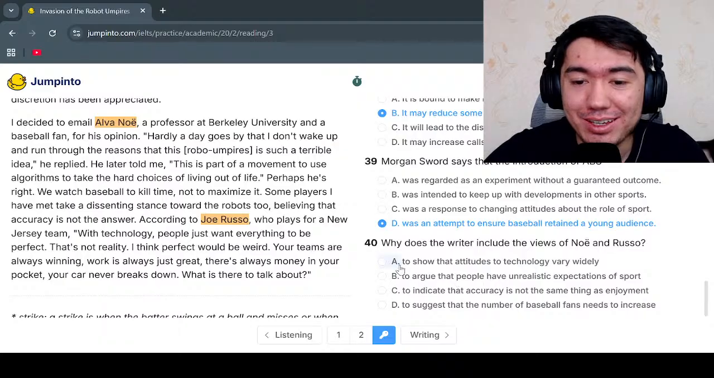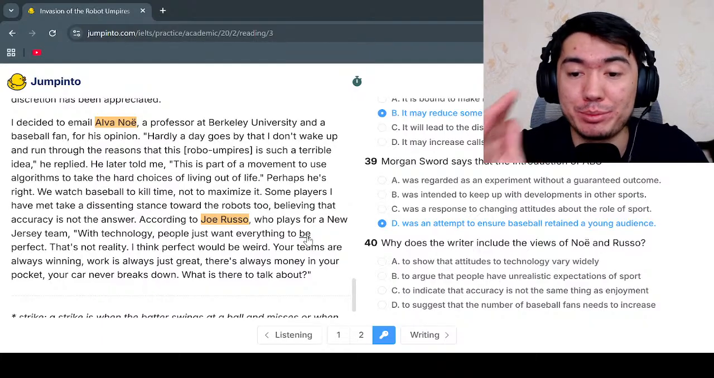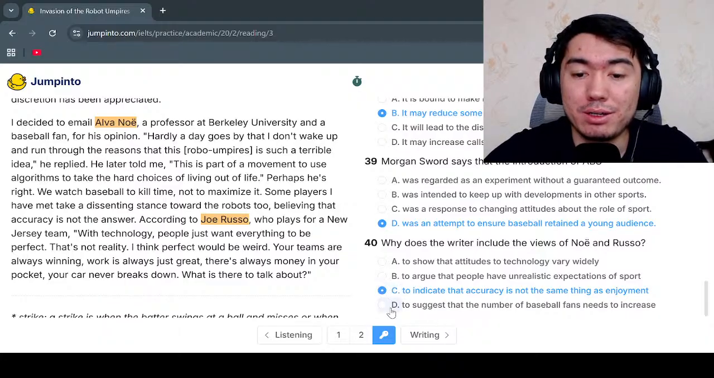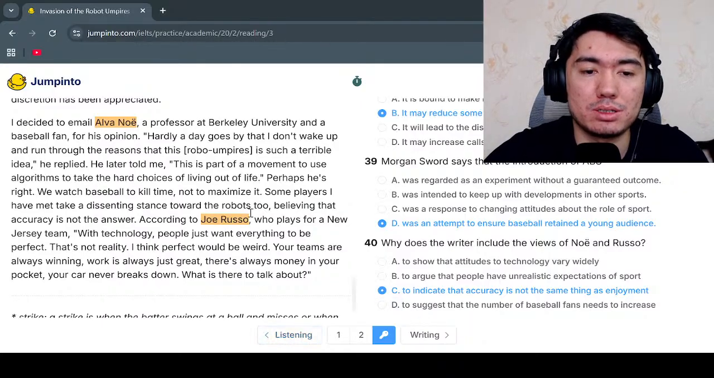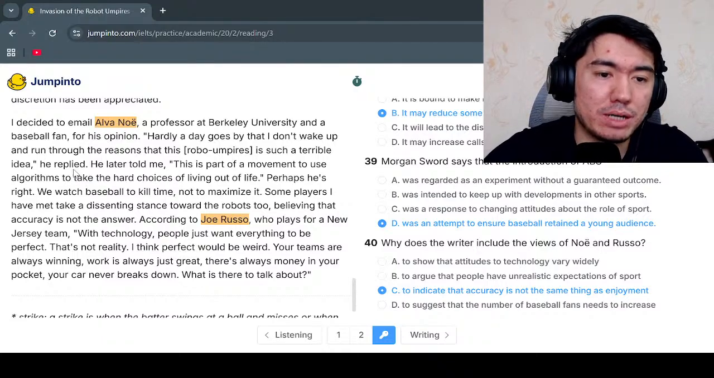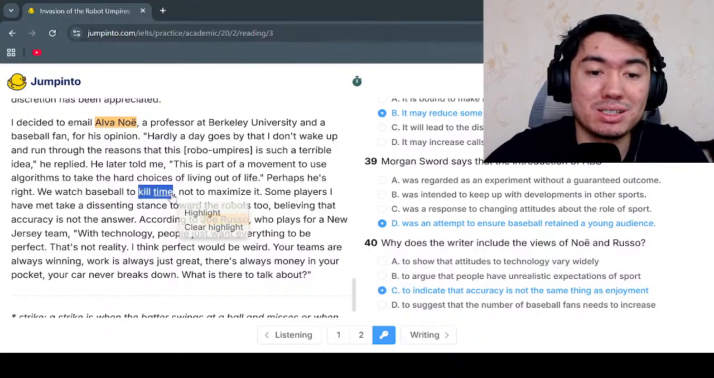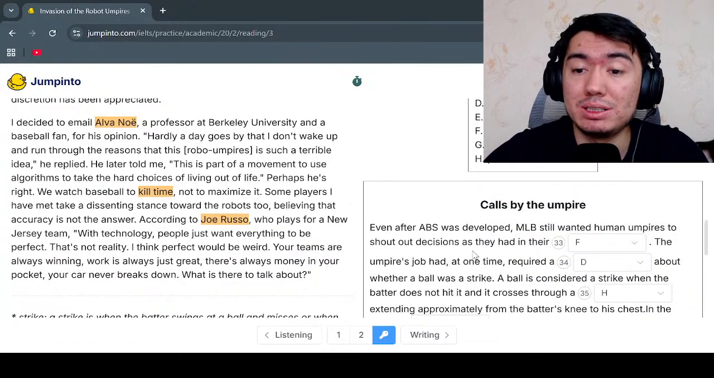Yeah. To show that attitudes to technology vary widely? They don't. They're very consistent. Everybody hates it. To argue that people have unrealistic expectations of sport, maybe. To indicate that accuracy is not the same thing as enjoyment. Totally, she is correct. To suggest that the number of baseball fans needs to increase? I mean, they do, but it's not what they think. Yeah, so he thinks accuracy is not the answer. We want baseball to kill time, which means to enjoy the game. And if everything is perfect, then we can't really enjoy the game.